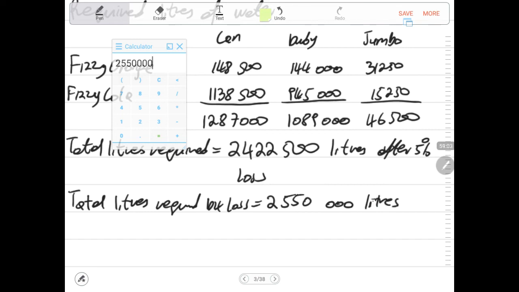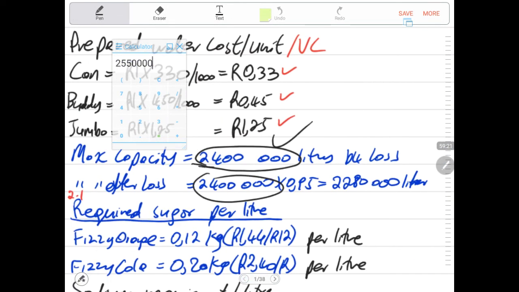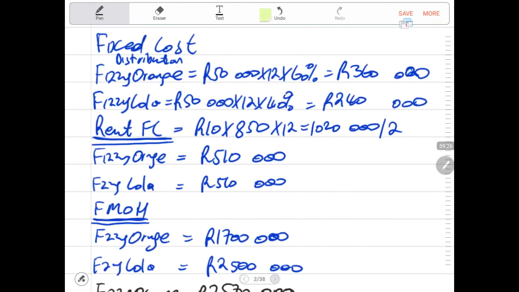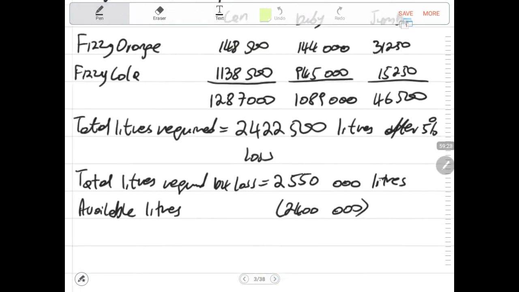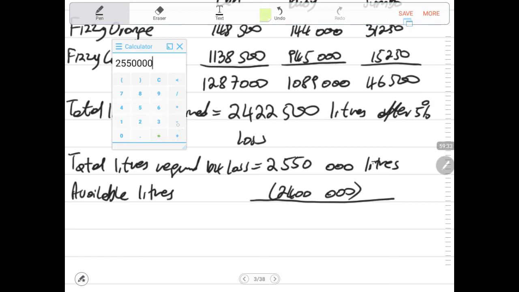2,550,000 liters. So now these are the required liters. Let us say how much is available. The liters that are available are 2,400,000 liters. These are the liters that are available from the supplier. The supplier is supplying us with 2.4 million, which is our maximum capacity. So now that means we need to say minus 2.4 million.